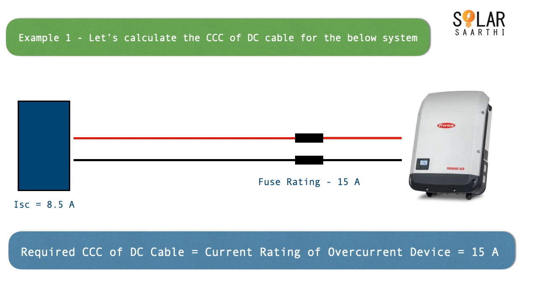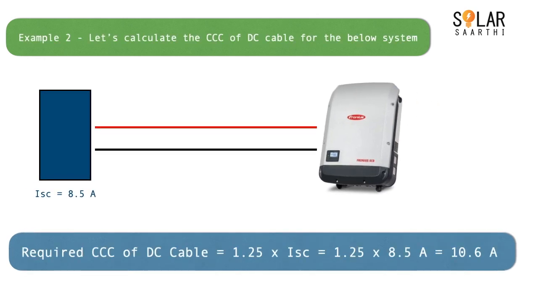Let's have a look at the second example here. Now in this case, we don't have an overcurrent protection device. We have a module with a short circuit current rating of 8.5 amperes and it is directly connected to the inverter. And it is a single string array configuration. Again, as seen in the formula, here the required current carrying capacity of the DC cable would be 1.25, the safety factor, multiplied by the short circuit current, that is 8.5 ampere in this case. So the minimum current carrying capacity in this case would be 10.6 ampere.